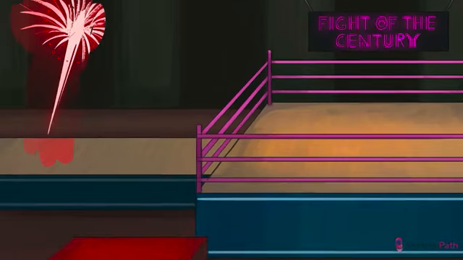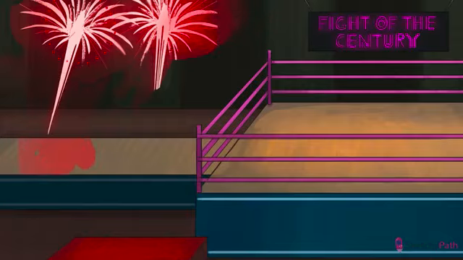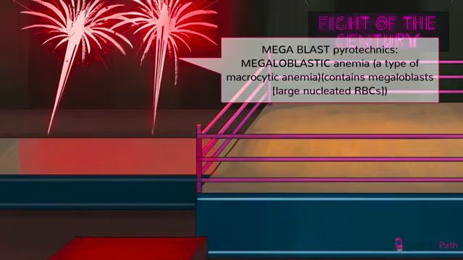And no introduction is complete without some spectacular and dangerously close to that insulation, now that I think about it. Megablast pyrotechnics.